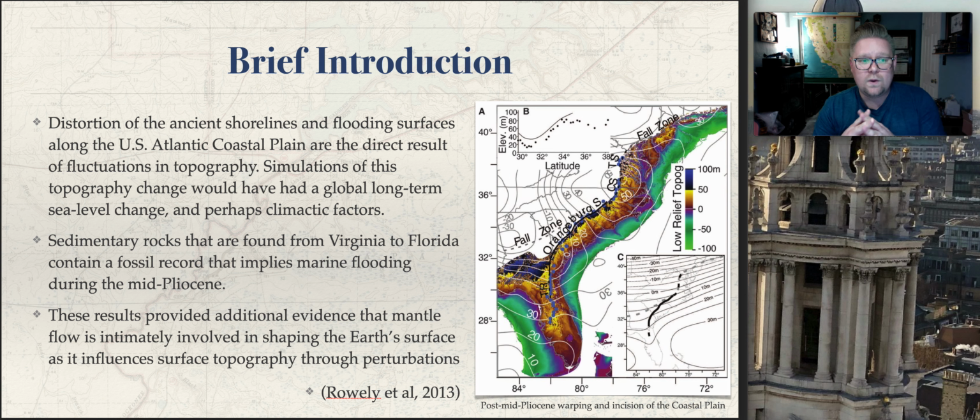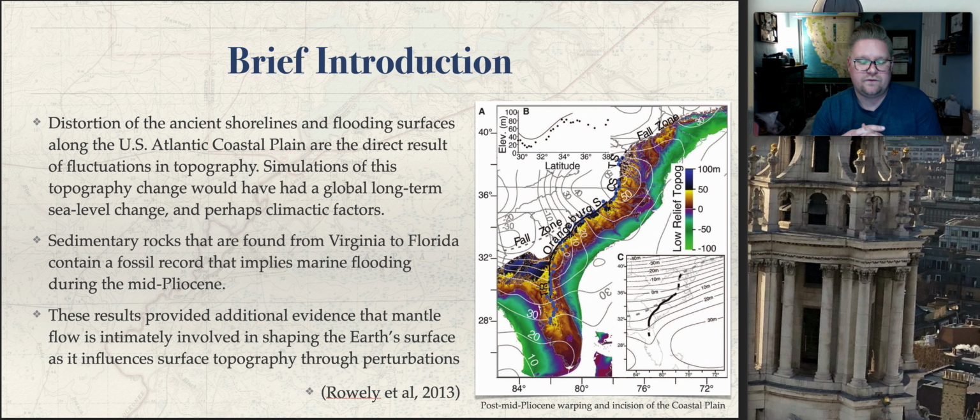So what they ended up doing is looking at first the sedimentary rock that was found between Virginia and Florida, and they had a very rich fossil record that also started implying that there were some differences in what we saw along different shorelines, especially during the Orangeburg Fault. So these results provided additional evidence that the mantle flow is intimately involved in the shaping of the Earth's surface, as it influences surface topography through perturbations.